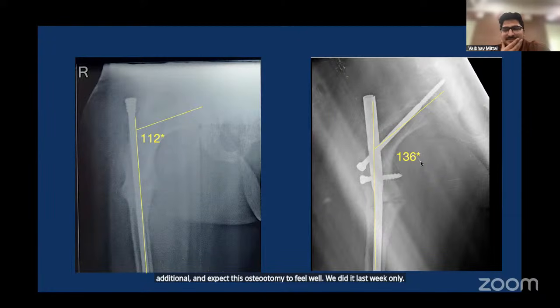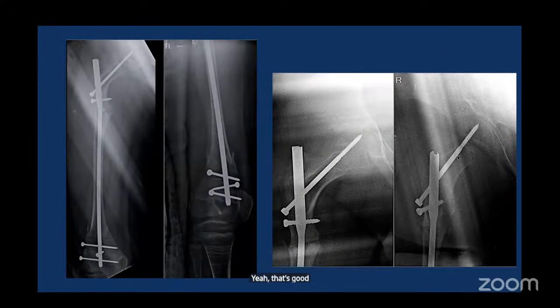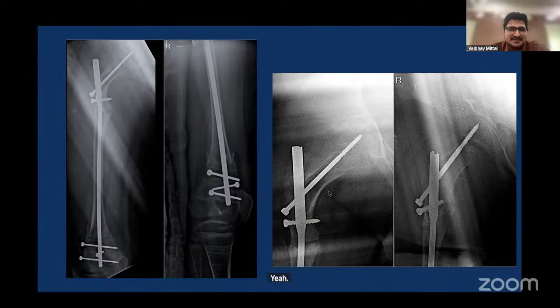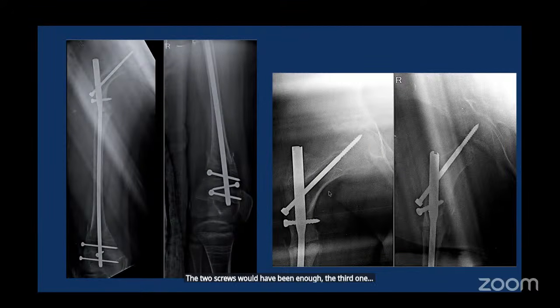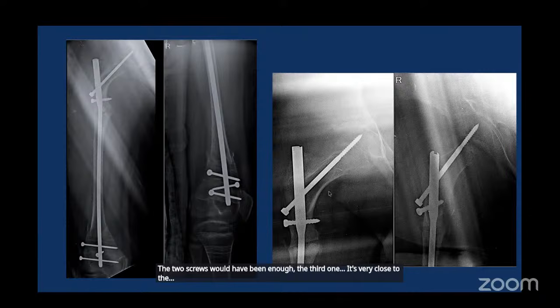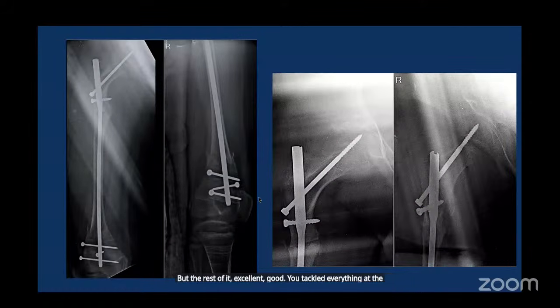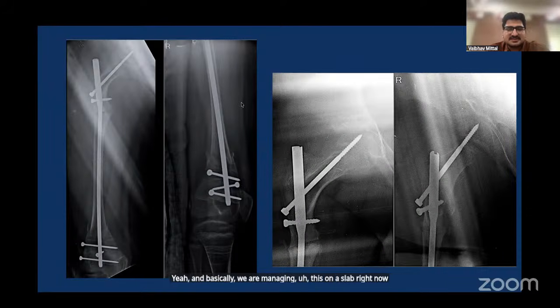Sir, any comments? Yeah, that's good. Just get away with that third screw near the fracture site. The two screws would have been enough. The third one is very close to the fracture site. Maybe a splinter may occur, but the rest of it is excellent. Good, because you both tackled everything at the same stage. And we are managing this on a slab right now, at least till we get some union, healing and callus. Yeah, exactly.